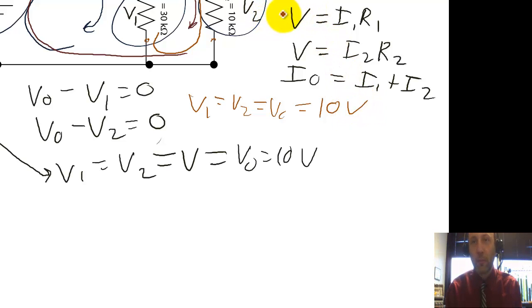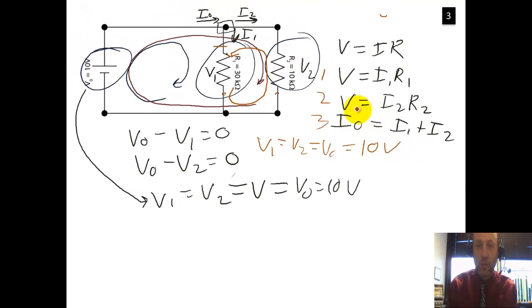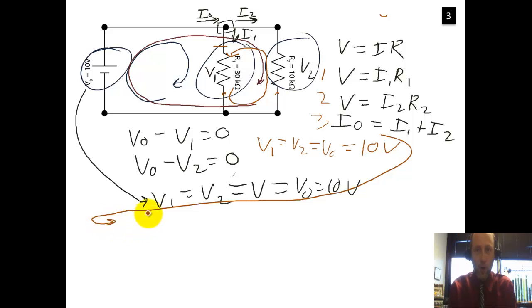So let's see, we have three equations, 1, 2, 3, three unknowns: I1, I2, and I0. And we want to determine all those currents in this circuit. So we fully define the circuit. Let's move down here, we're running out of room. So, pretty simple, right? We know the voltage, we know the resistance. So we can calculate I1 and I2 pretty easily.